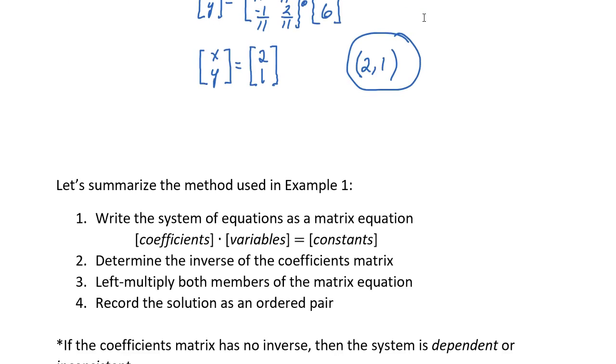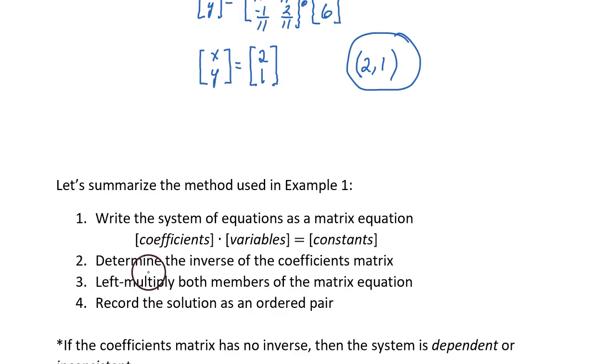Let's summarize the method that we just used in that example. Step 1, we wrote the system of equations as a matrix equation using this pattern. We wrote a matrix that had the coefficients of the x and the y. Then we wrote a matrix that had the variables x and y. On the right side of the equals, we wrote a matrix that had the constant numbers from the original system.